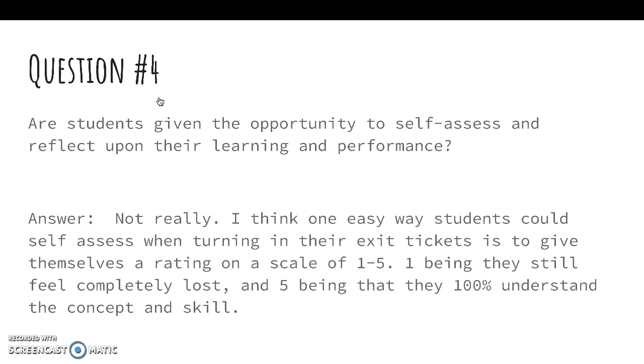So something I would do would be I would go back and have them rate themselves on a scale of 1 to 5 on their exit ticket, with 1 being if they still feel completely lost and they maybe needed more help in order to be successful, and a 5 being that they 100% understand the concept and skill. Another way I could have done this is with red, yellow, and green stickers. Do they still feel like they need a lot of help? Or yellow, they might be getting there, but they need a little bit more instruction and practice. Or if green, they are good to go.